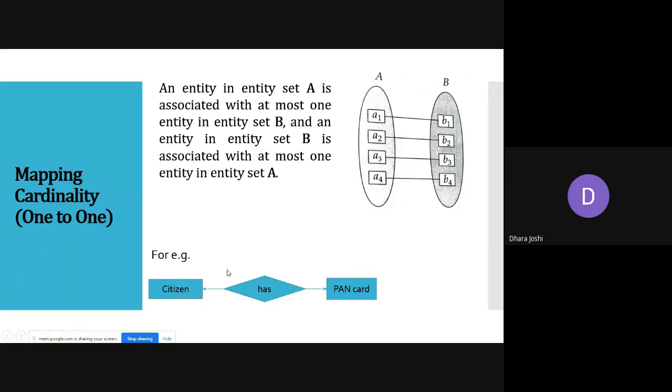And for defining this one to one, we have a symbol like this, an arrow symbol. So here also 1, and here at the PAN card side also 1. You can write it in any of the formats. This we covered in the last session, one to one.